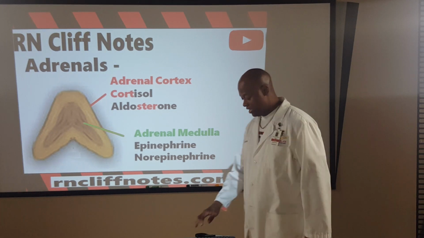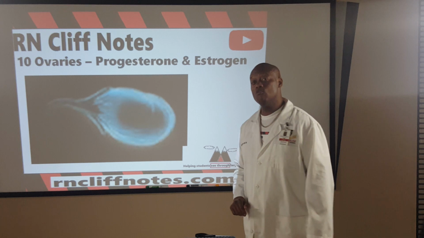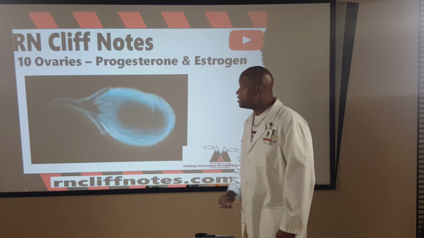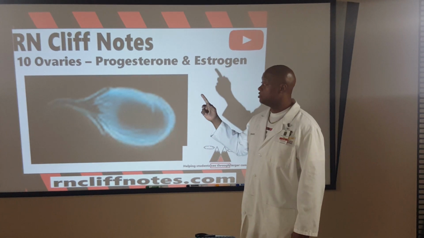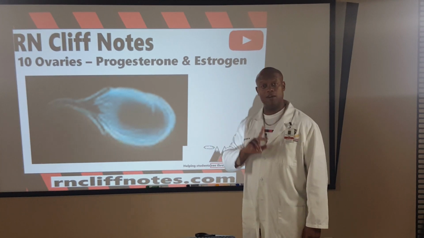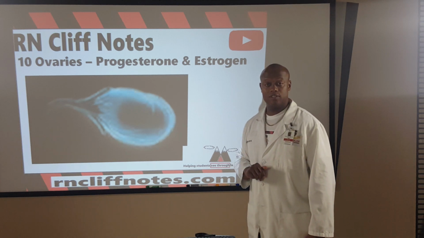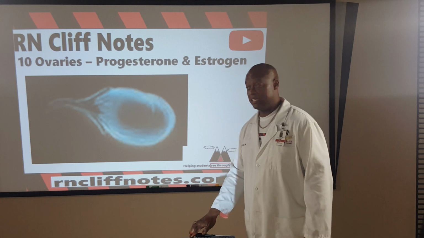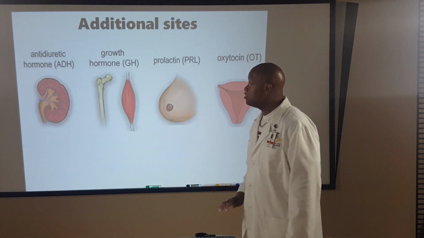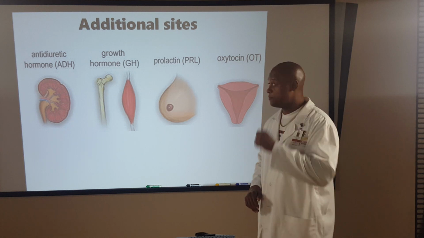Great. Okay. Now, that brings us to number 10, the ovaries. So the ovaries produce progesterone and estrogen. We said the female gonads, progesterone and estrogen. And we know the role that they play in terms of fertility and things like that.